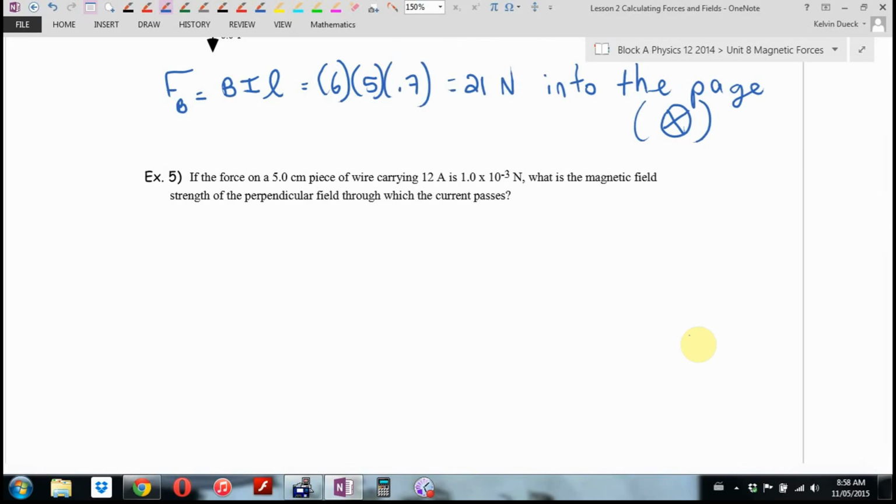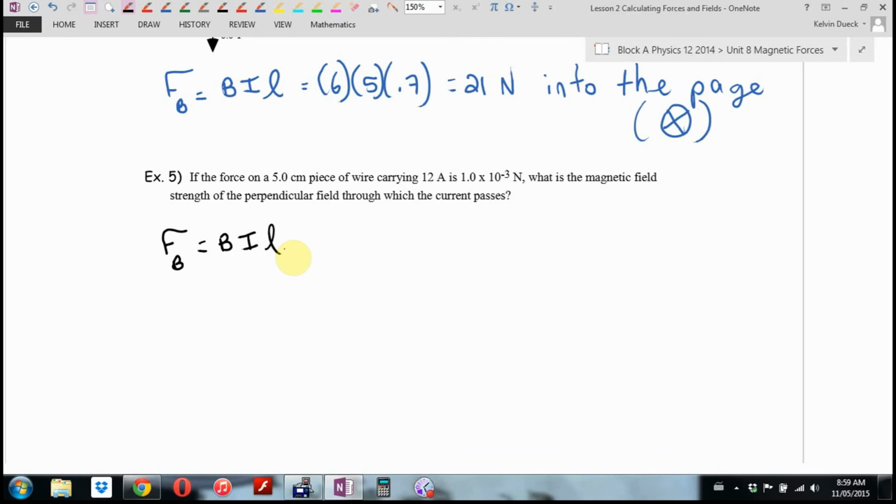Suppose the force on a 5 centimeter piece of wire carrying 12 amps is that many newtons. What's the magnetic field strength of the perpendicular field through which it passes? Okay. Like always, Emma, anytime I give you an equation, since this equation has 4 variables, I always make my lowercase l written because I'm worried what does that look like? A 1. So a good habit to get into: put a big loop in there so you know it's an L. It's got 4 variables. As far as I'm concerned, you can find any of them. I give you 3, find the 4th.